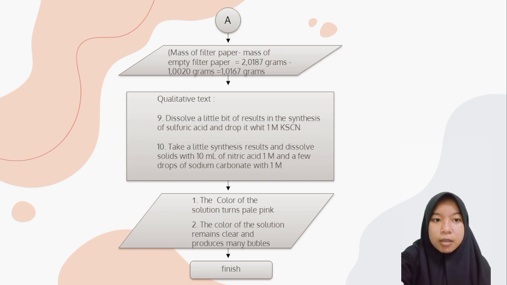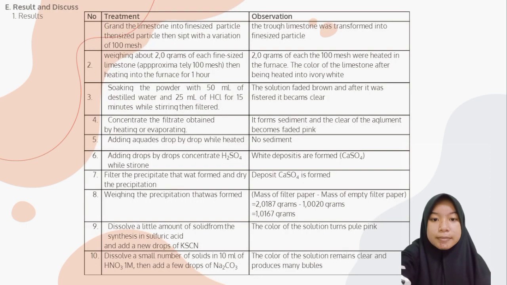9. Dissolve a little of the synthesis result in sulfuric acid and drop with 1 molar potassium thiocyanate. 10. Take a little synthesis result, dissolve the solid with 10 ml of 1 molar nitric acid and add a few drops of 1 molar sodium carbonate. 1. The color of the solution turns pale pink. 2. The color of the solution remains clear and produces many bubbles. And finish.